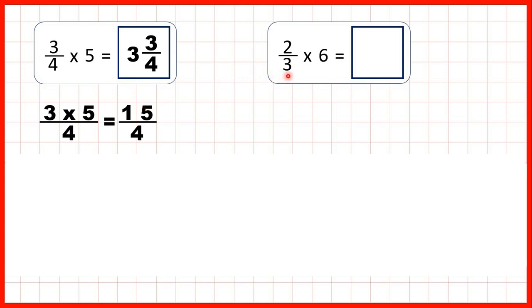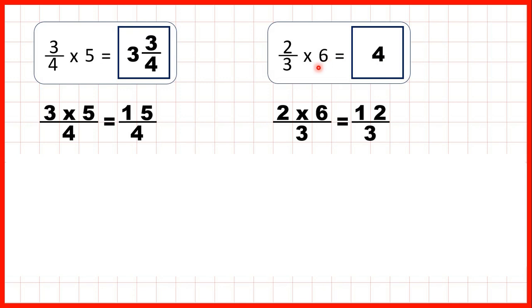Now we have 2/3 times 6. So if we're using the same method, we can write that out as 2 times 6 over 3. 2 times 6 is 12, and the denominator stays the same, so we have the improper fraction 12/3. 12 divided by 3 is exactly 4, so that's our answer.